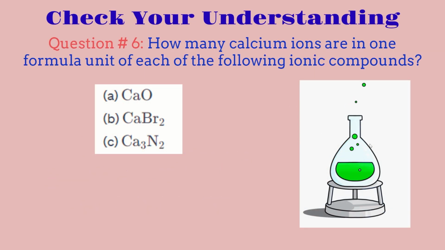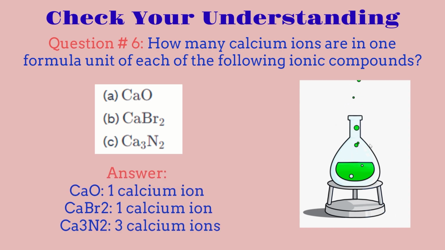And moving on to question number 6, how many calcium ions are in one formula unit of each of the following ionic compounds? Here we just need to see how many calcium ions are in each of the formulas. For the first one we have CaO, for the second one we have CaBr2, and for the third one we have Ca3N2. For the answer, in the first one, CaO, there is one calcium ion. In the second one, CaBr2, there is also one calcium ion. And the third one, Ca3N2, has 3 calcium ions. So that summarizes question number 6.